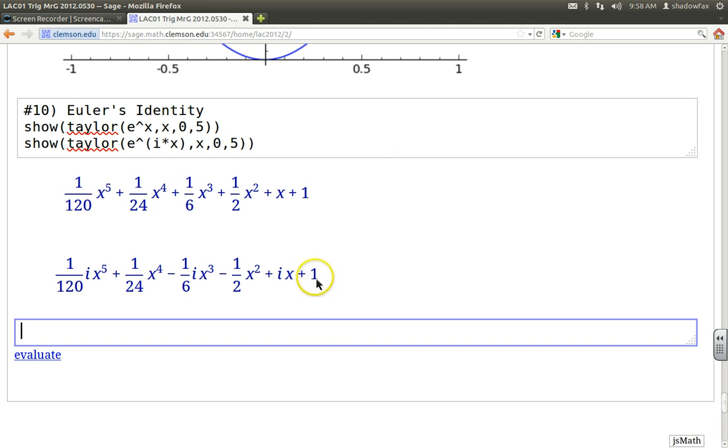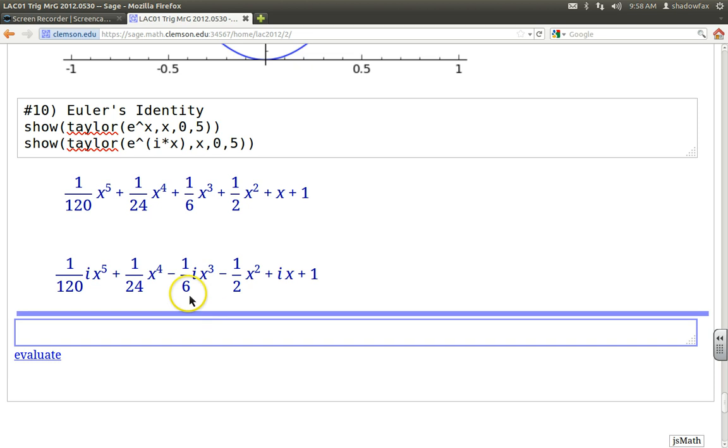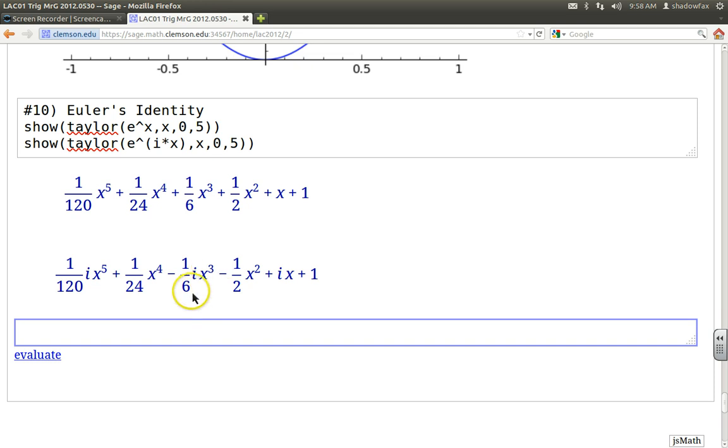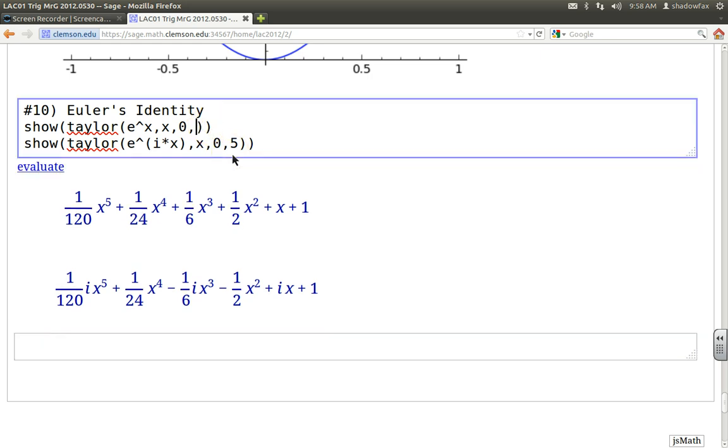All right, now this is very interesting because look at the parts that don't have i. 1 minus x squared over 2 factorial plus x to the 4th over 4 factorial. Does that sound familiar? Look at the parts that have i's in it. x minus x cubed over 3 factorial plus x to the 5th over 5 factorial. Do you know these series? Want to make it more obvious? Okay, fine.